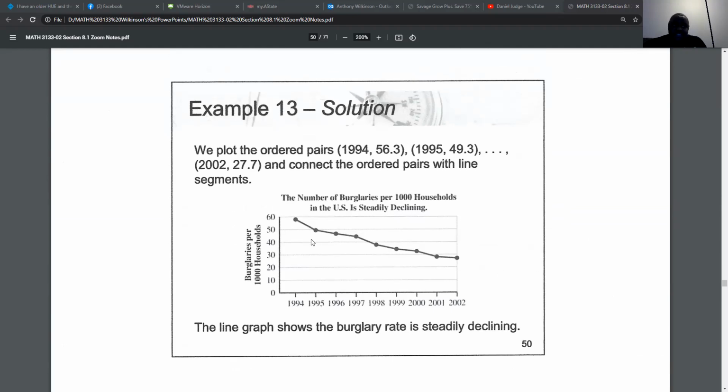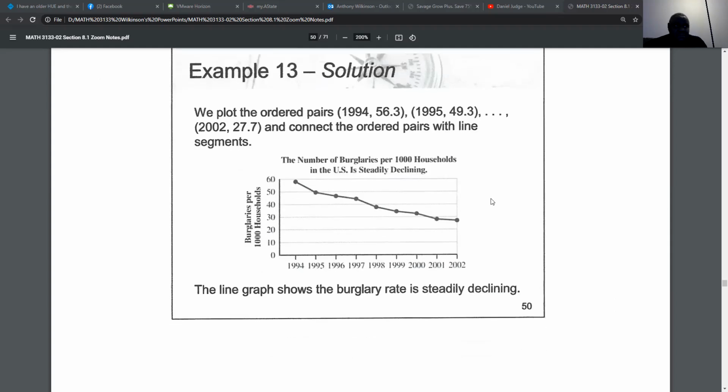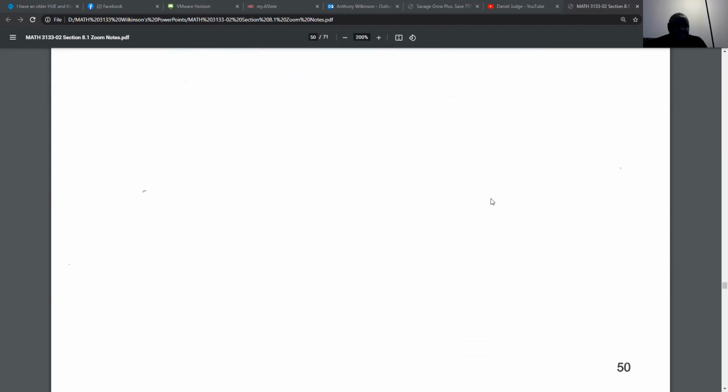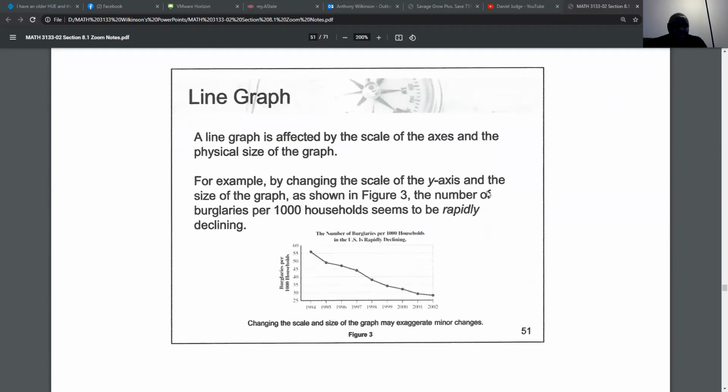And by looking at this, you're going to see that the burglary rate is steadily declining. You can see this is falling from left to right. So it is steadily declining.